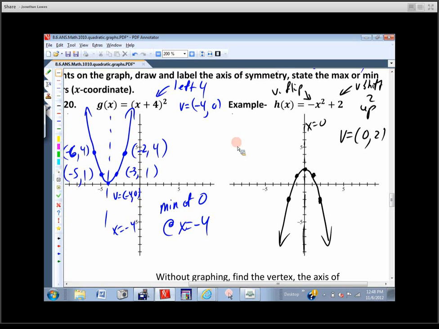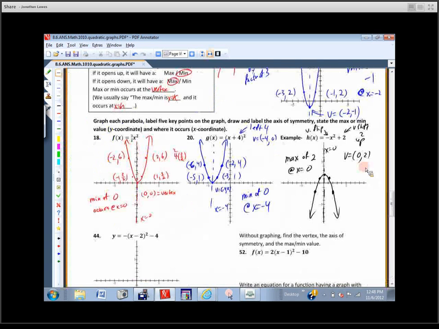Max or min? Max of what's the value? 2. Okay. Occurs at x equals 0. Okay. Everybody watch, please. You'll notice once I find the vertex, in order to figure out what the max or min is, all I need to do is know whether it's up or down. So this has an x coordinate of 0 and a y coordinate of 2. That means the max is 2 and it occurs at 0. Once you have these, that's the location of the max or the min.